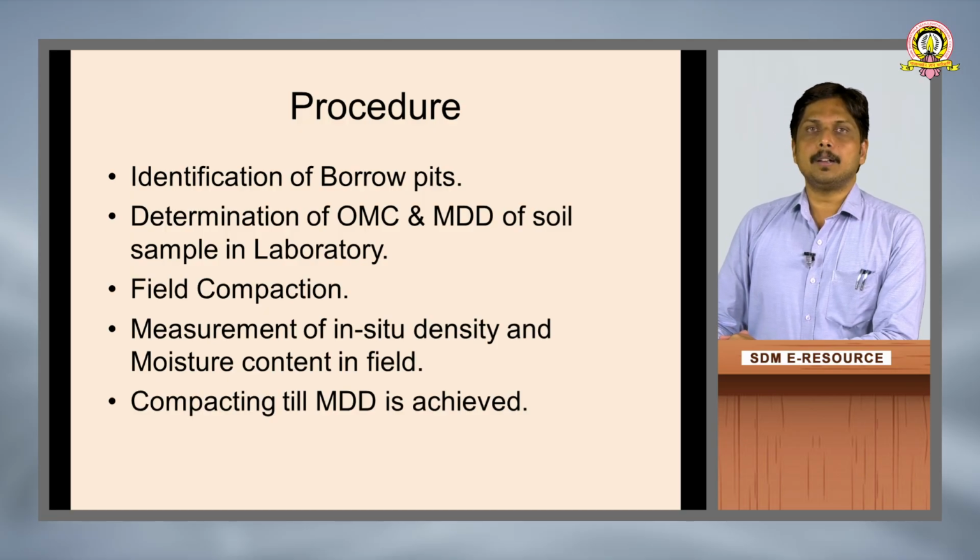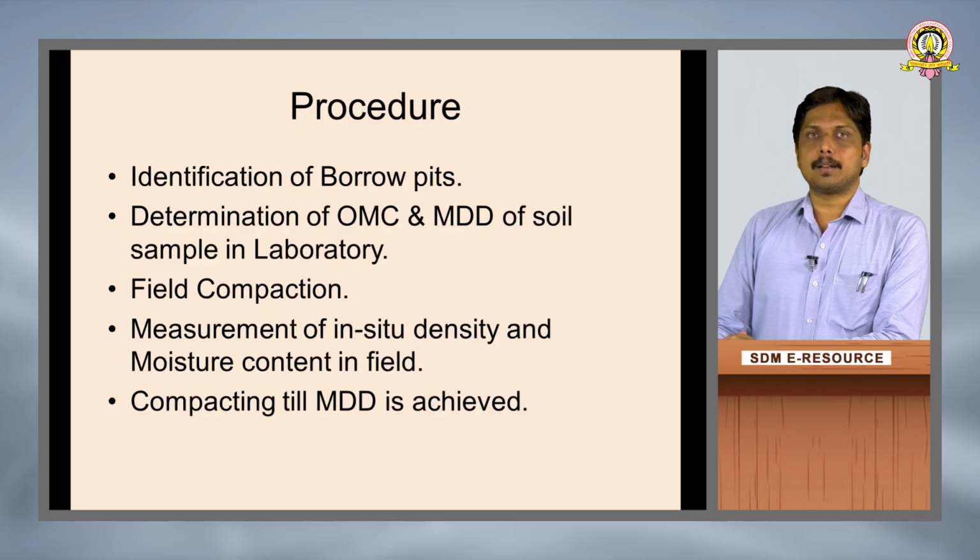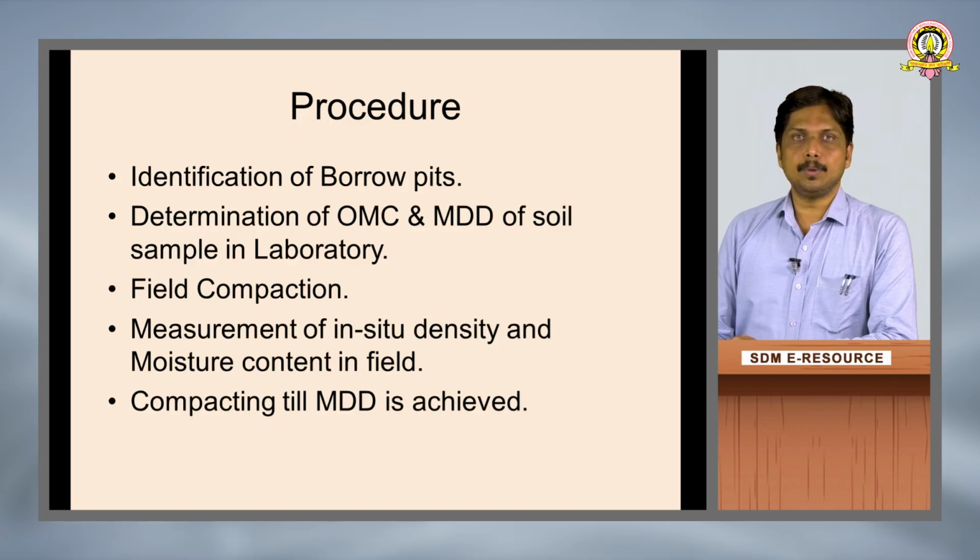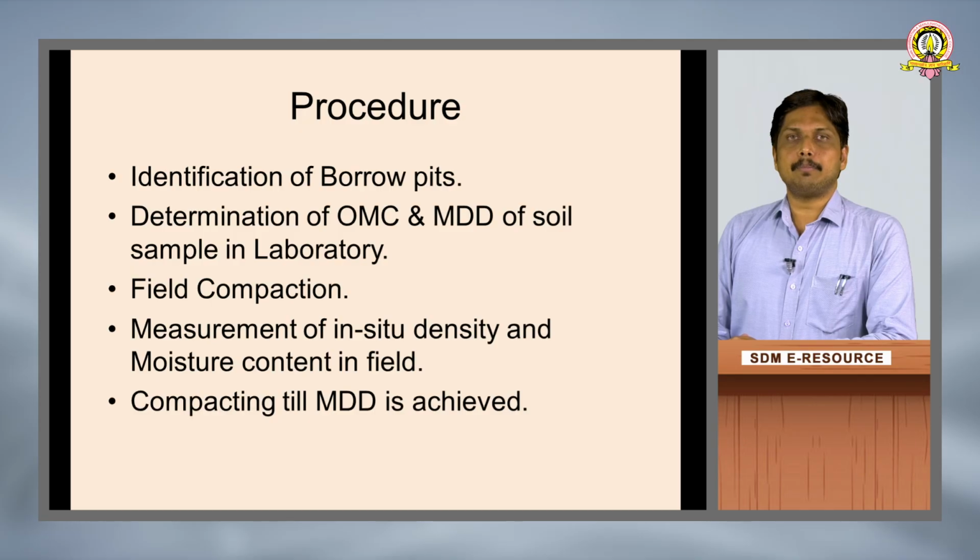Here we can rely on the core cutter method as well as the sand replacement method for the determination of in situ density. Which type we have to go for is dependent on the type of soil. If we have more sandy kind of soil, we go for the sand replacement method, and if it is possible to take the core sample out of the soil, then we go for the core cutter method. And using those methods, we will come to know what is the density which is achieved in the field. If the density achieved in the field is less than the density achieved in the laboratory, it will tell you that still compaction is to be done.